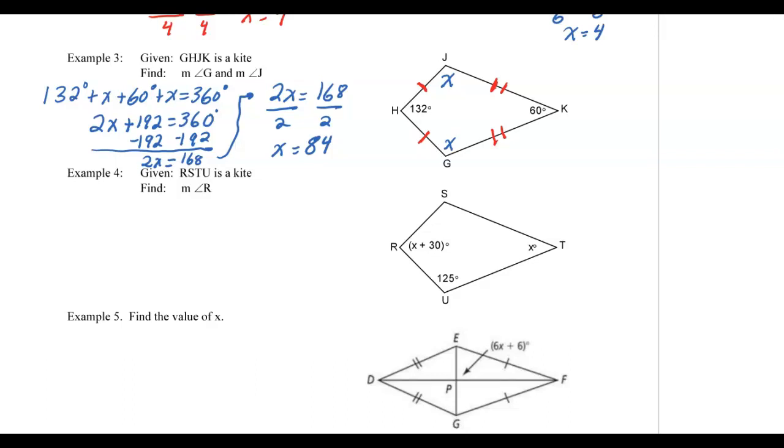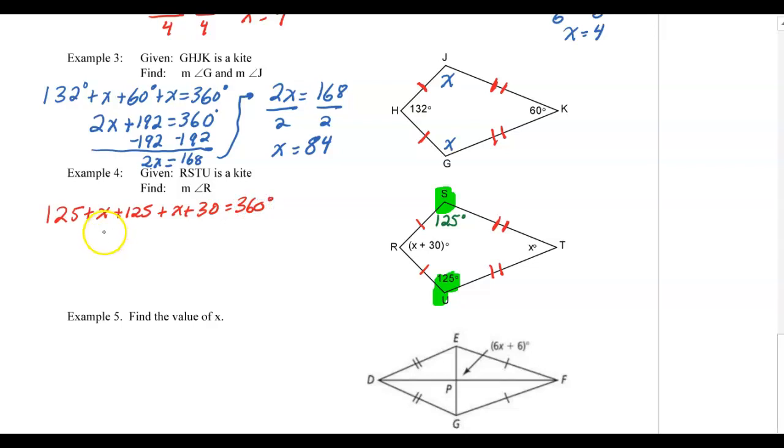Let's look at example number 4. Again, we have a kite. I'm going to mark the sides that are congruent. And because there is a pair of opposite angles congruent, angle U and angle S are equal, so I'm going to put angle S is 125 degrees. And again, we know the angles in a quadrilateral add up to 360. So 125 plus x plus 125 plus x plus 30 is equal to 360 degrees.